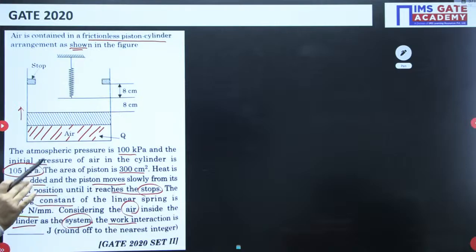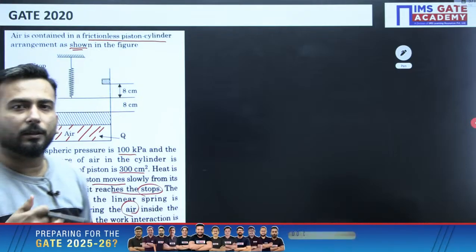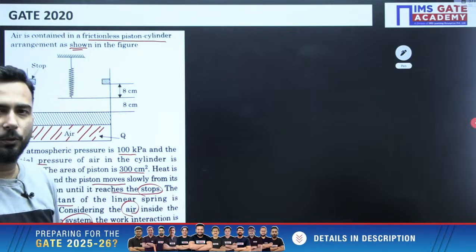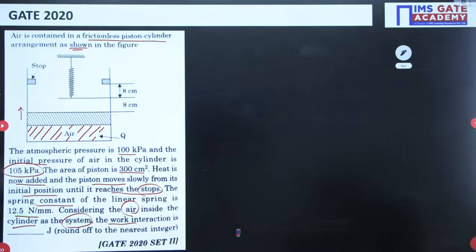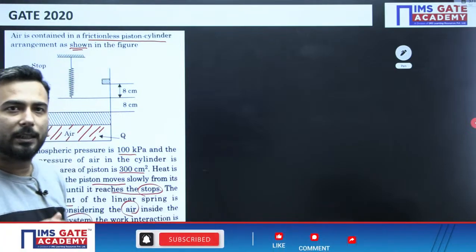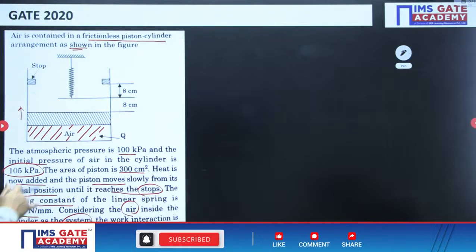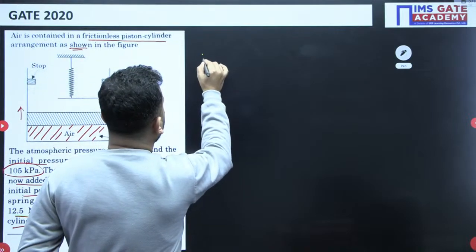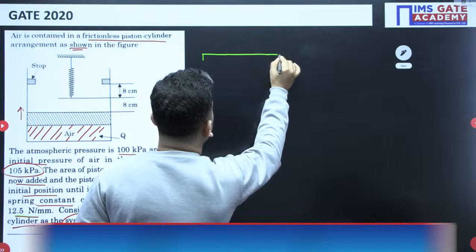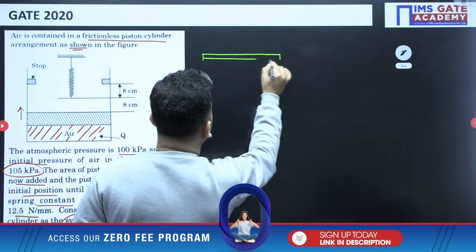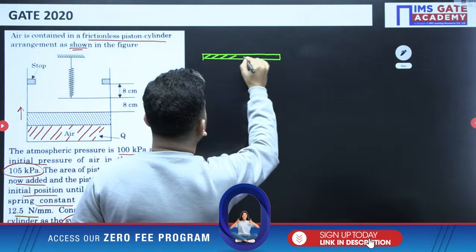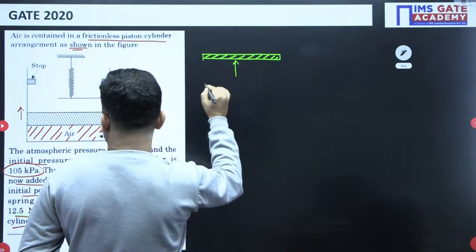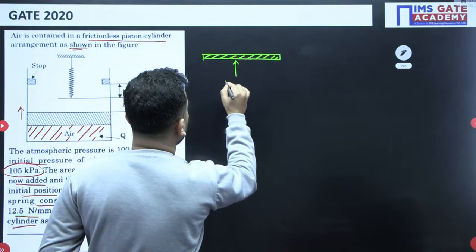So my dear friends, right now you must be feeling confused about what processes are taking place, what we should do, what we should not. But if we draw the FBD, we will get a very clear idea of what is actually going on. So if I draw the FBD at the initial position, this is the piston and on this side air is there. The initial pressure is given.